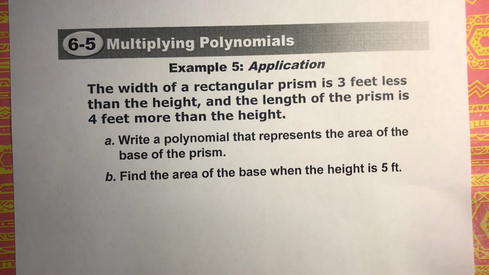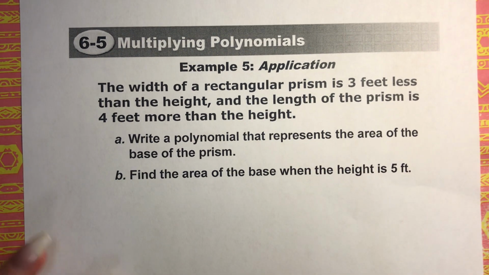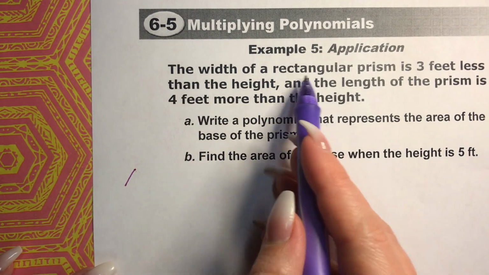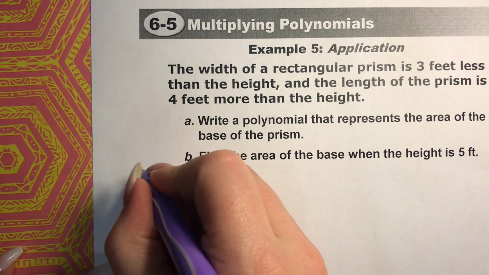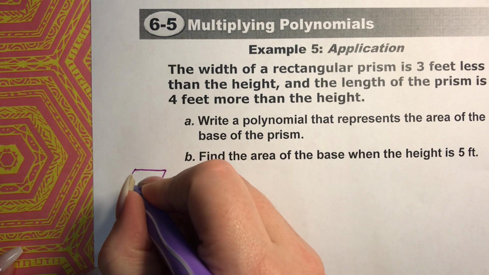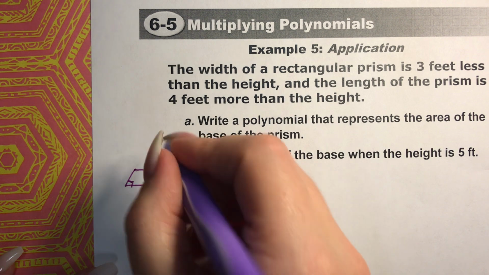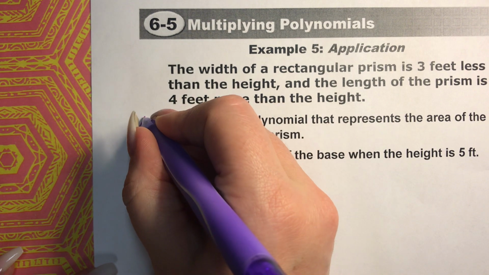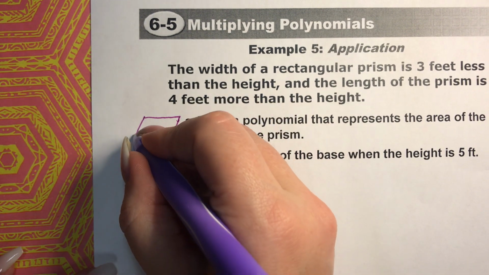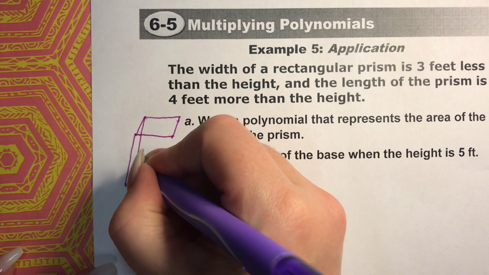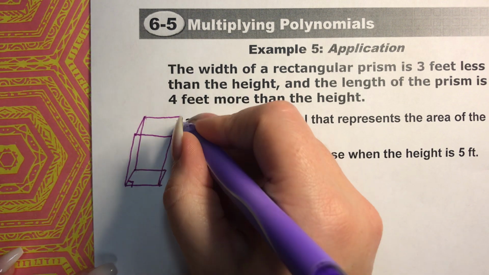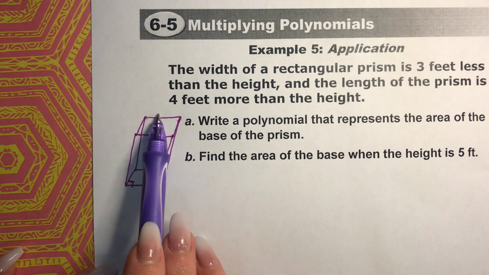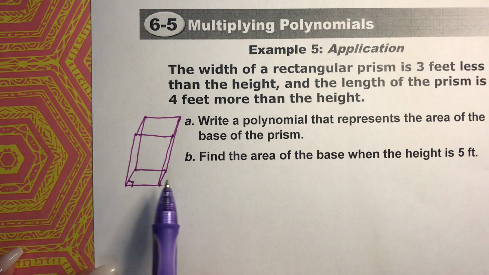Okay, so there's a few things. We're talking about a rectangular prism. What is a rectangular prism? A rectangular prism is something where you have a base, and it's a rectangle base. So I'm going to make this a rectangle, okay? And then it has the same shape on the top and the bottom, and then the sides. So this is a rectangular prism. It has a rectangle on the bottom, it has a rectangle on the top, and everything's connected.